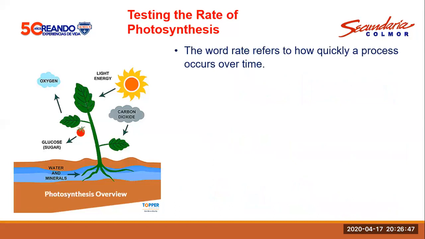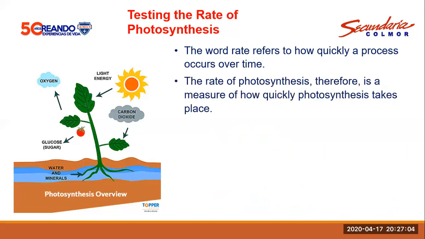The word rate refers to how quickly a process occurs over time. It can be any process. So the rate only refers to the speed, how quickly or how slowly it takes place. So the rate of photosynthesis is a measure of how quickly the process of photosynthesis takes place. If you diminish the light energy or if you increase the light energy, then the process of photosynthesis is going to be affected.